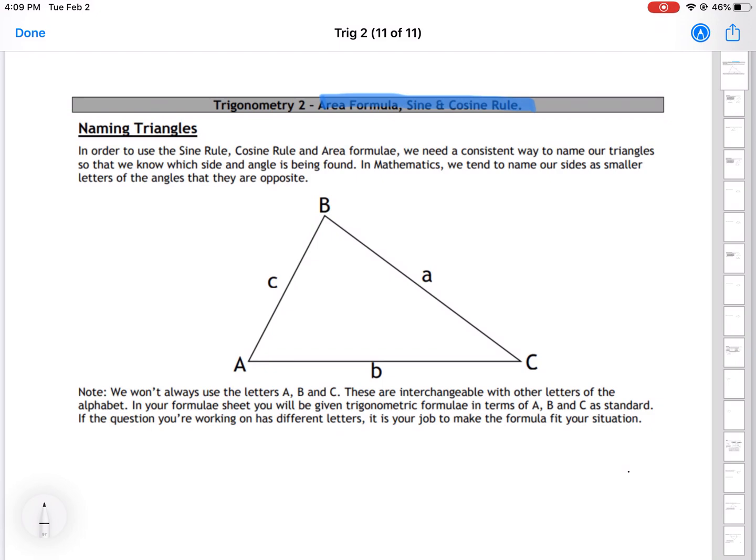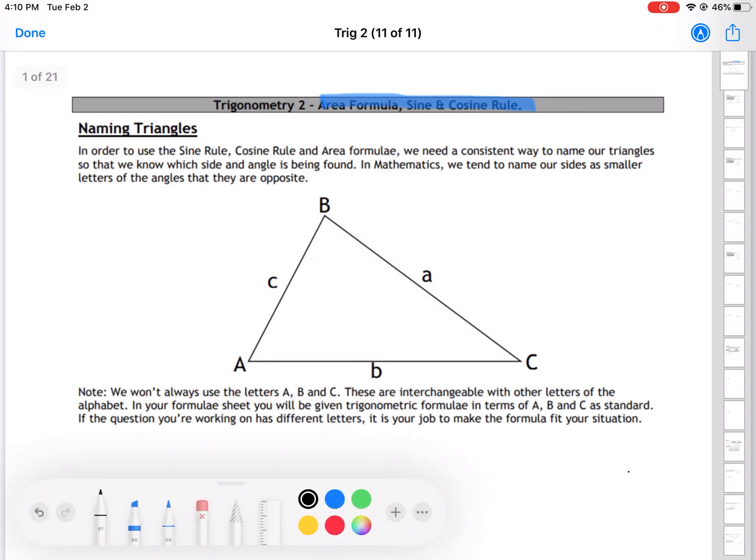So the first thing we need to get really good at is naming triangles. In order to use the sine rule, cosine rule and the area formula, all three of which are given in the formula sheet, we have to use a consistent way to name our triangles so that we know which side or angle is being found. So we tend to name our sides with smaller letters, and they are then opposite the angles, which we name with larger letters.